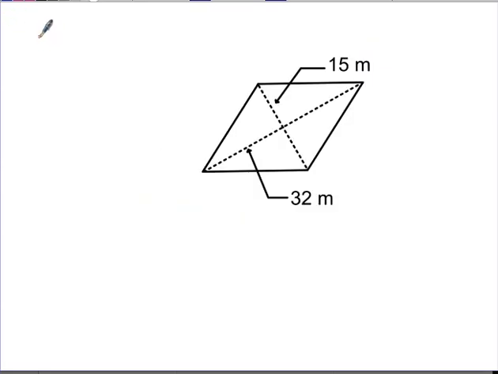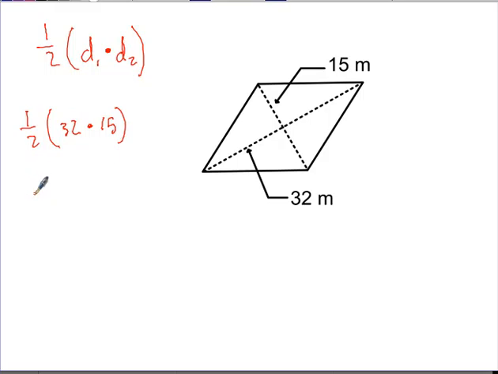A rhombus or a kite, for both of those, they have the same formula. The formula is 1/2 times diagonal 1 times diagonal 2. So 1/2 of the product of the two diagonals. So it's 1/2 times 32 times 15. 240 meters squared.